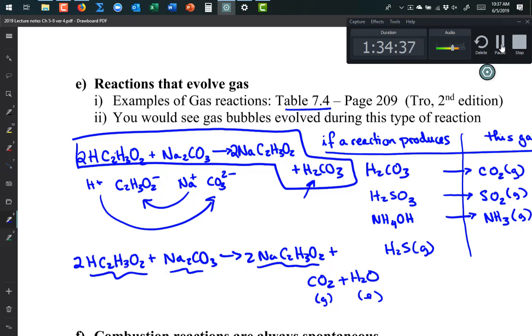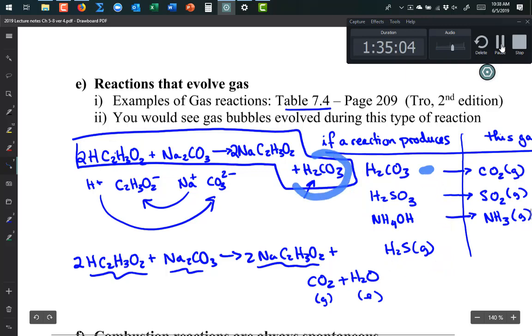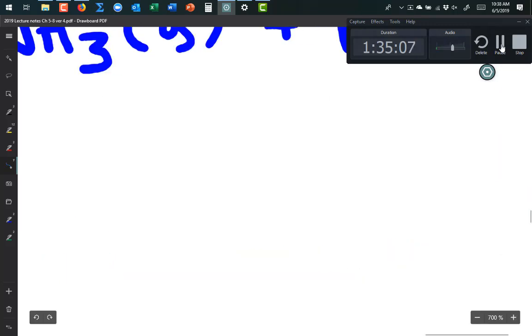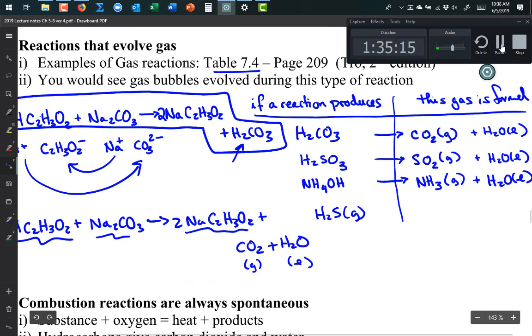So for reactions that involve a gas, it's a double replacement reaction, where one of the products is represented by one of these here. One of those there. And then when you have that, like you do here, you just rewrite it. You rewrite it like it is here. And so that's how you end up with this final reaction.